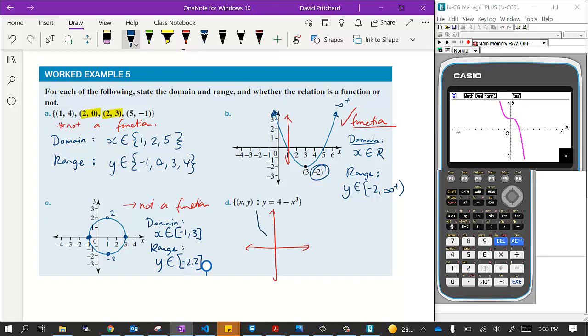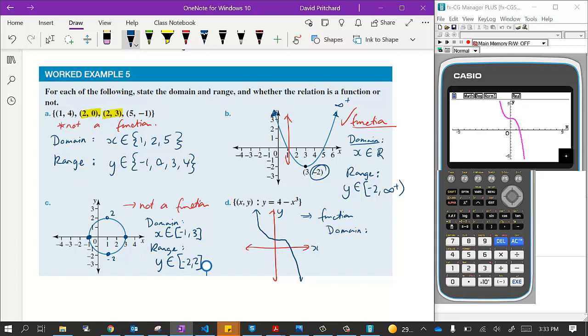Now as soon as we see this, we can see that it is a 1-to-1 relation, which makes it a function. There's only one y value for each x value, so that's good. Our domain, we can see that continues on.